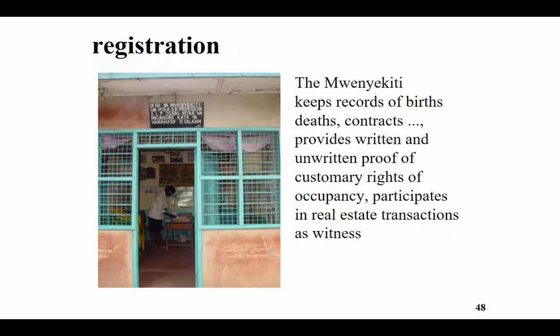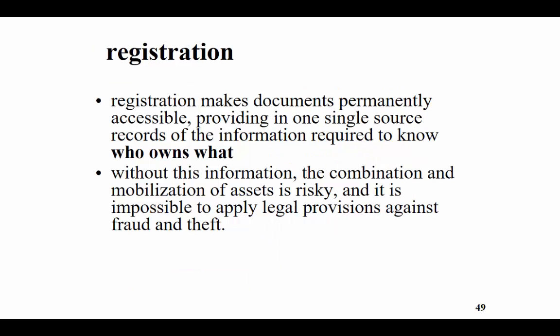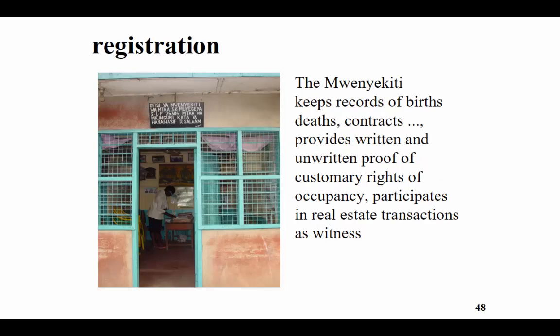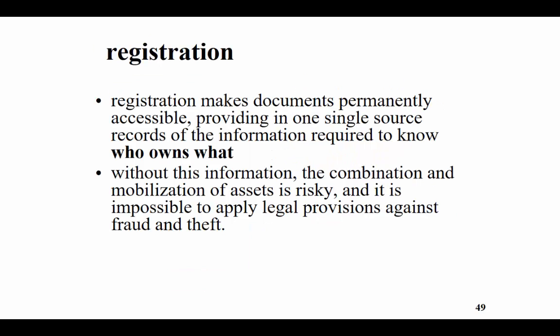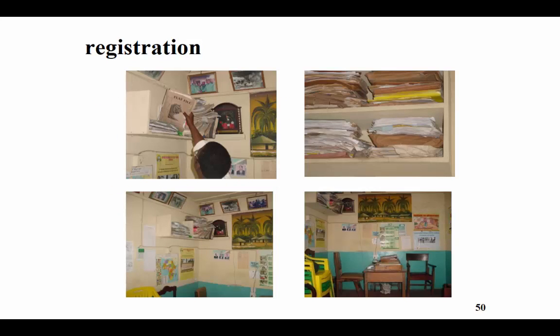So, the Mwenyekiti keeps records of births, deaths, contracts, and so on. He keeps records of registration documents. So he is the registrar. He is the person to whom you go if you need to check who owns what. And what this means is that you can protect against fraud and theft, but you can also mobilize assets to get mortgages. And these are the documents.